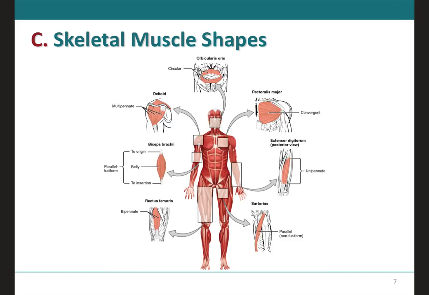Muscles can be classified in several types of shape. Here are the shapes. They're circular, multipennate, parallel or fusiform, bipennate, parallel or non-fusiform, unipennate, or convergent. I really don't need you to memorize any of this, but if you ever want to understand why that muscle is performing that action in that way when it contracts, then come back to the shapes. Like, for example, the circular shape, that's the one that's present around the lips. When it contracts, it will reduce the size of your lips.